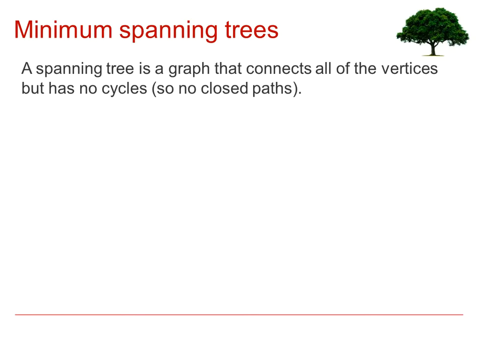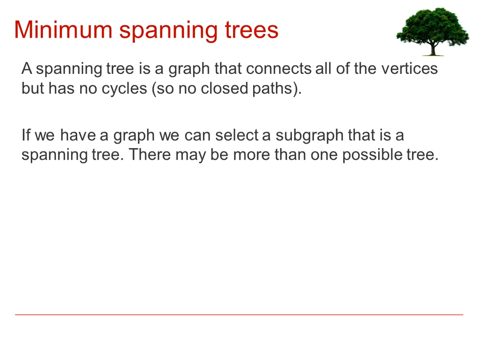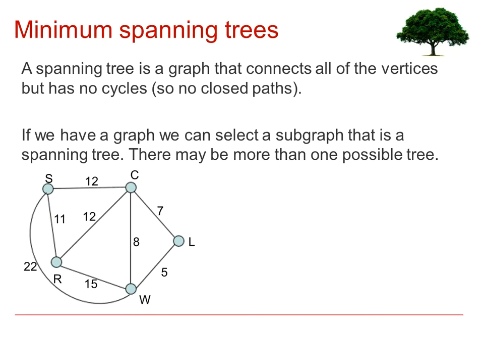Well, we know that a spanning tree is part of a graph that connects all of the vertices but has no cycles. So it has no closed paths of any form. So if we've got a graph, then it's possible to find a spanning tree, and of course there may be more than one possible spanning tree for a particular graph.